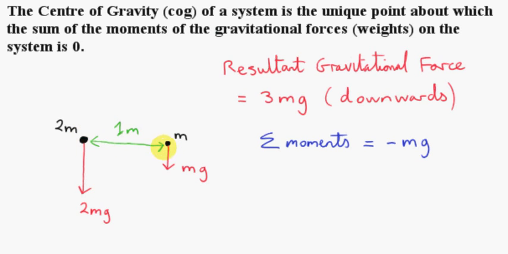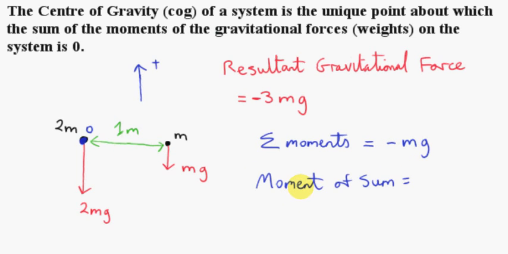So, let's get the sum of the moments of these two gravitational forces about this point. This is easy to do, because the moment of the 2mg force about this point is 0, since this point lies on the line of action of this force. What about the moment of the 1mg force? Well, we multiply 1mg by 1, the perpendicular distance of the line of action of this force to this point is 1 meter, because this is a horizontal line. So we just multiply 1 by mg, that gives us mg. This is a clockwise moment, so it's negative.